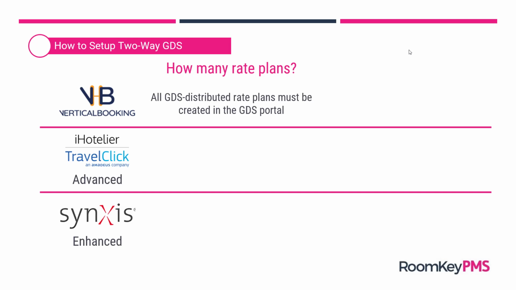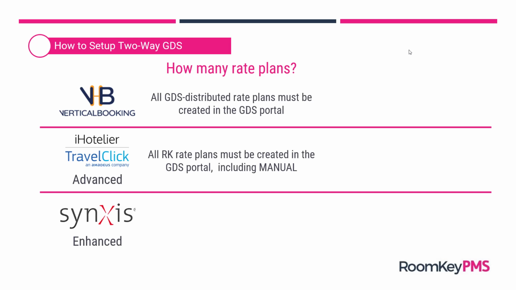Now for iHotelier Advanced, you will actually create all rate plans. So regardless if they say distributed to GDS or not, all of the rate plans that are active in your Rate Wizard in RoomKey, you will create all of those in your GDS portal, and you will also create a rate plan called Manual that will correspond with the default manual setting in RoomKey.